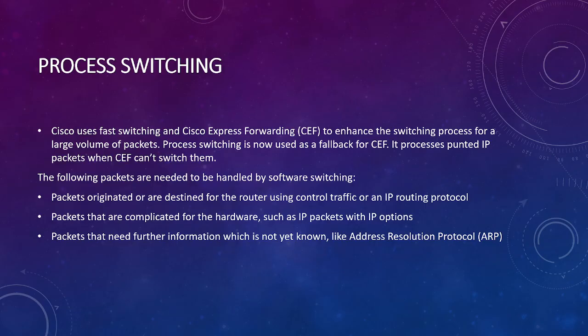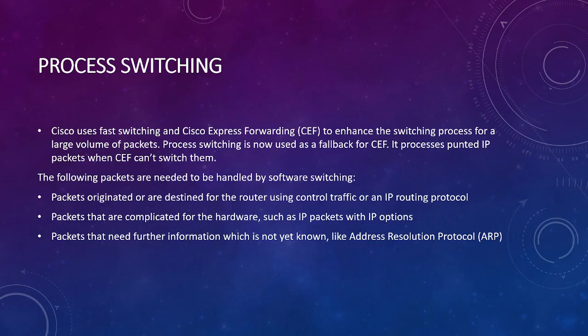Packets originated or destined for the router using the control plane or an IP routing protocol. Consider you have an IP routing protocol running. When it sends a packet, originated from that router to the next router, that packet will be handled by the CPU or the software switching. And packets that are complicated for the hardware, such as IP packets with IP options, will be handled by the software switching in Cisco. And the last condition is packets that need further information which is not yet known, like ARP.